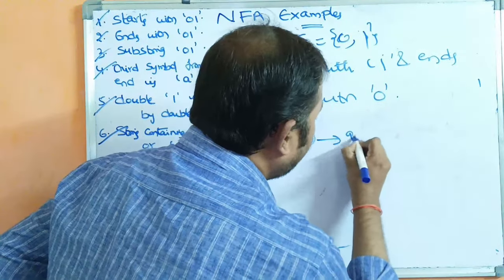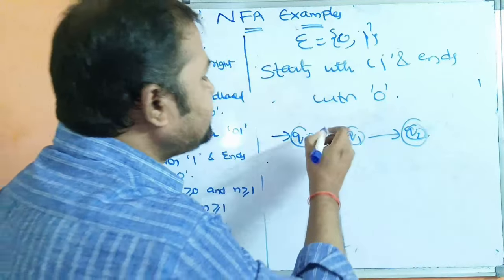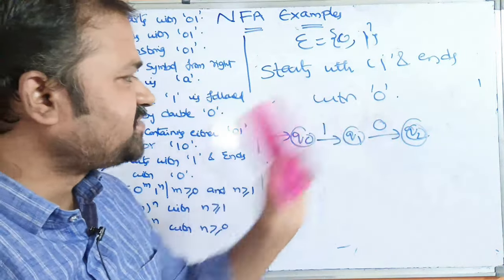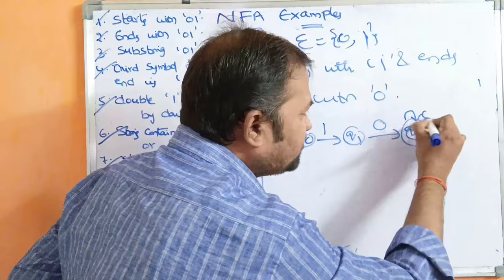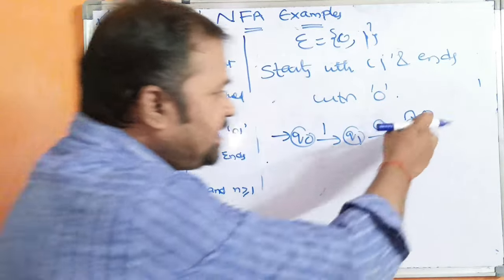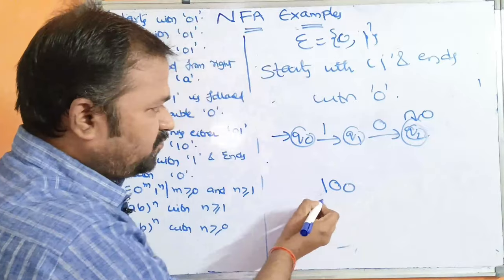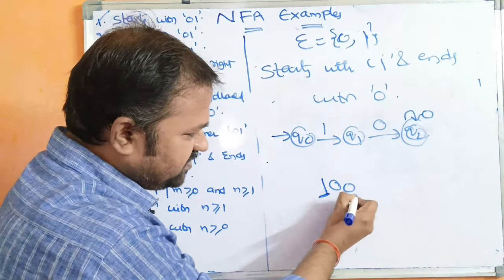So Q0, Q1, Q2. The string starts with 1, ends with 0. Here after this 0, we can have any number of zeros. There is no problem. Here we may have 0 here also. So 1, 0, 0. So here the string starts with 1 and ends with 0.